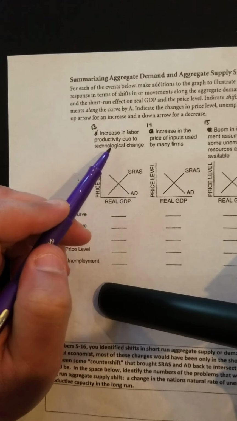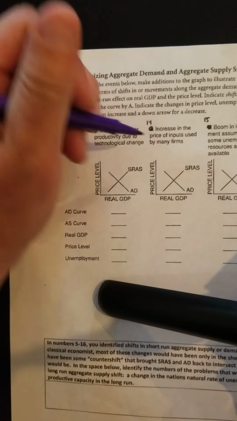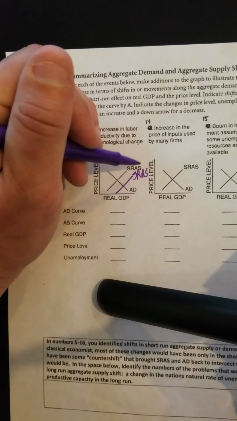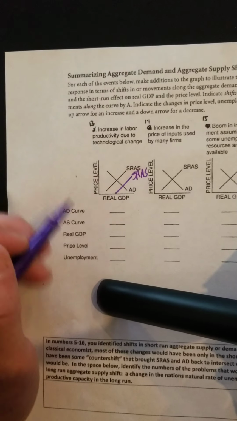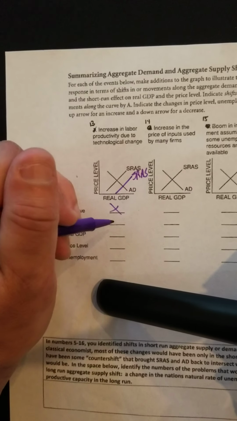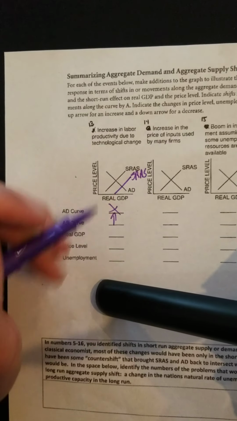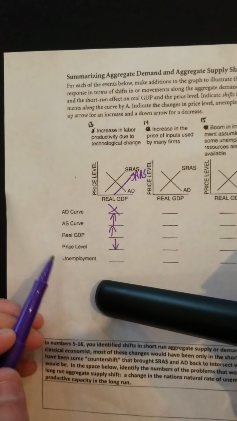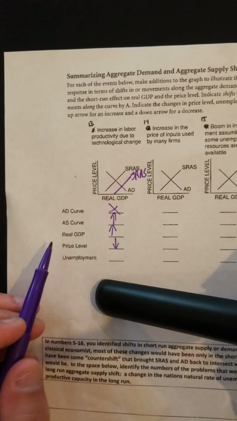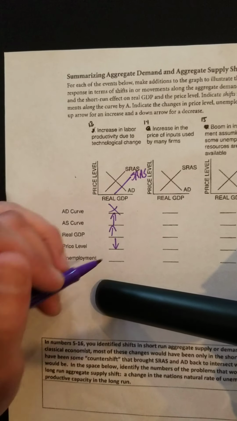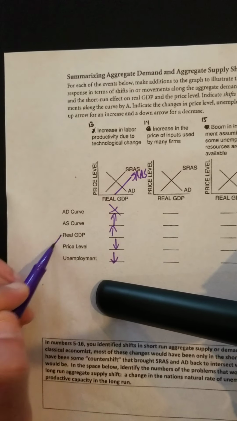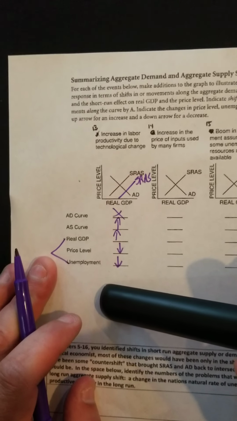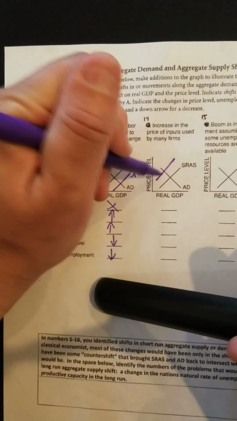An increase in labor productivity increases short-run aggregate supply, hopefully long-run as well. No change in the aggregate demand curve. The aggregate supply curve is going to increase, real GDP is going to increase, price level is going to decrease, and unemployment is always going to do the opposite of real GDP. So unemployment is going to go down. These two are always going to be polar opposites. Just get ready for that.